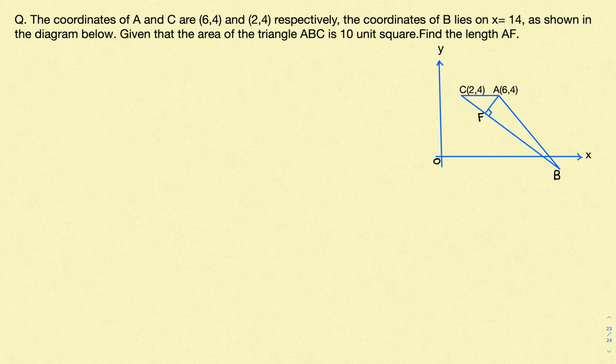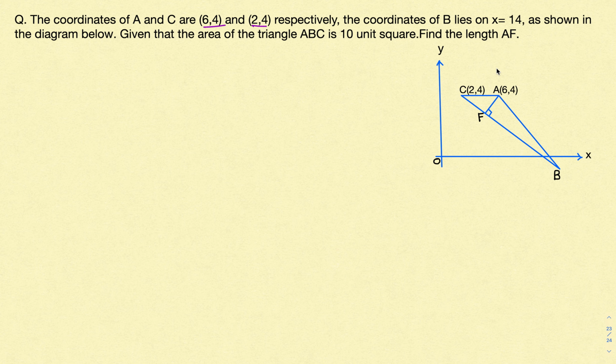Hi guys, today we are going to do a very interesting problem on coordinate geometry. So let's start with looking at the question itself first. The coordinates of A and C are (6, 4) and (2, 4) respectively. The coordinates of B lies on x equals 14 as shown in the diagram below. Given that the area of triangle ABC is 10 units squared, find the length of AF.